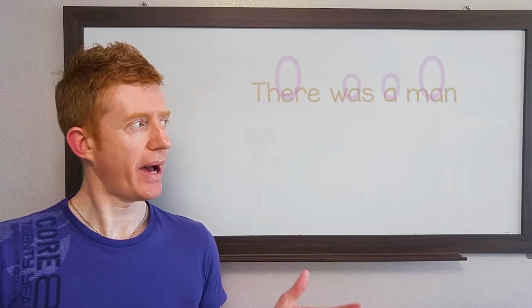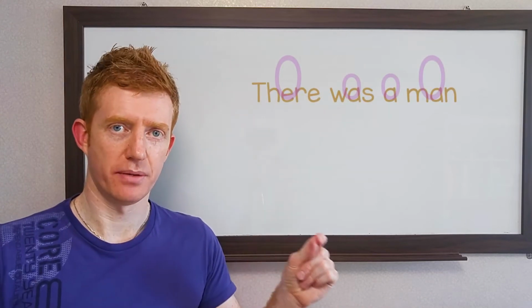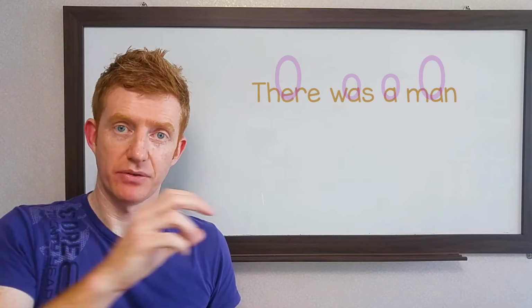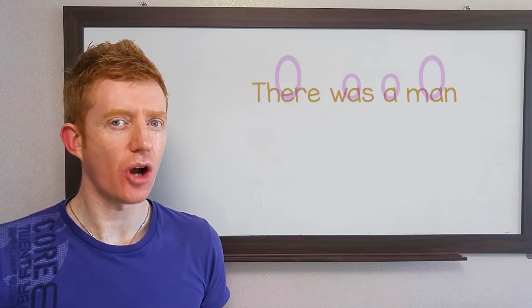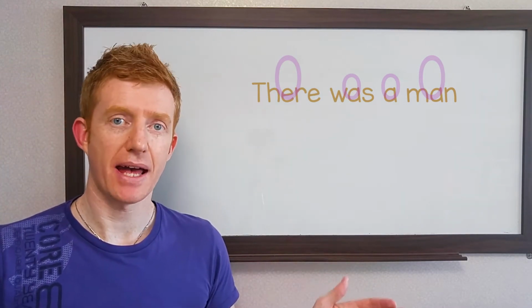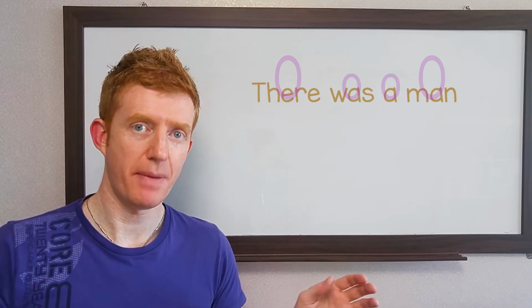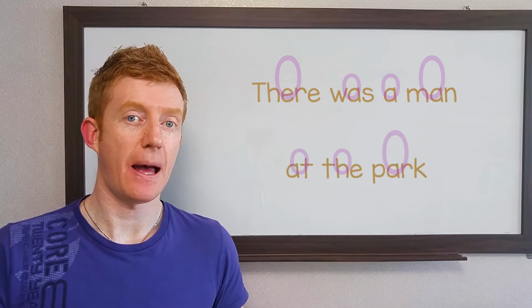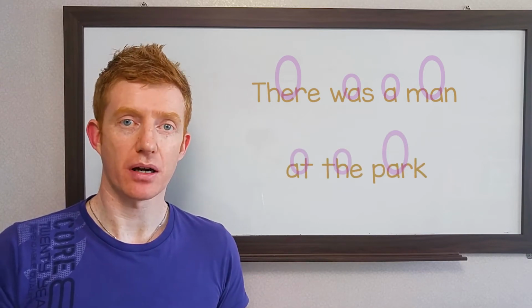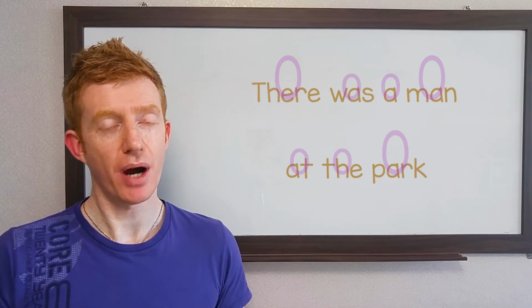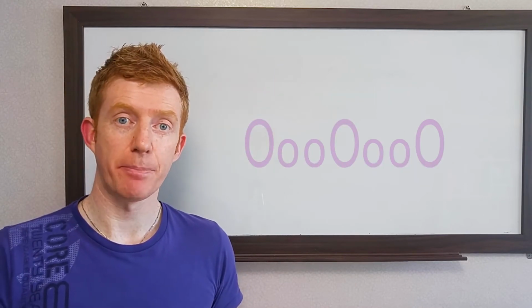So what we have here is a pattern. Let's look at this pattern here. There was a man. Down, down, up, down, down, up. This pattern is very common in English. There was a man. That's a group. Next, at the park. There was a man at the park.